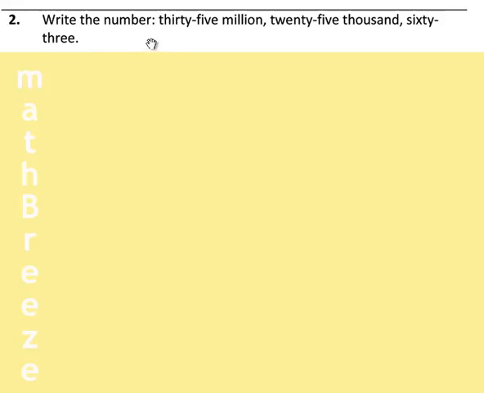In number 2, we have a word name and we want to write the number. So we'll start with 35 million. So just write 35. And we'll put in that comma. 25,000. So we have 025. That's for the next group, just a 25. And then we have 63. So that would be another 0 and then 63.